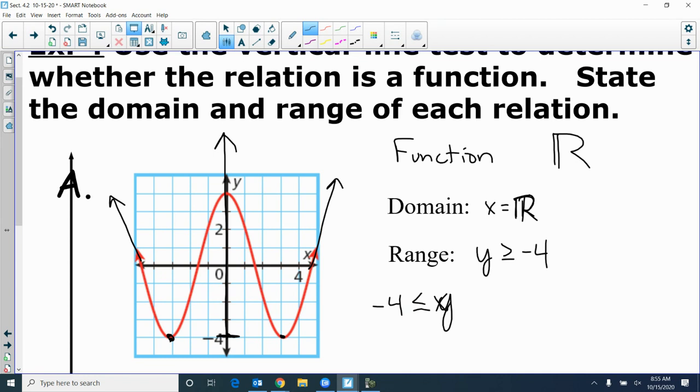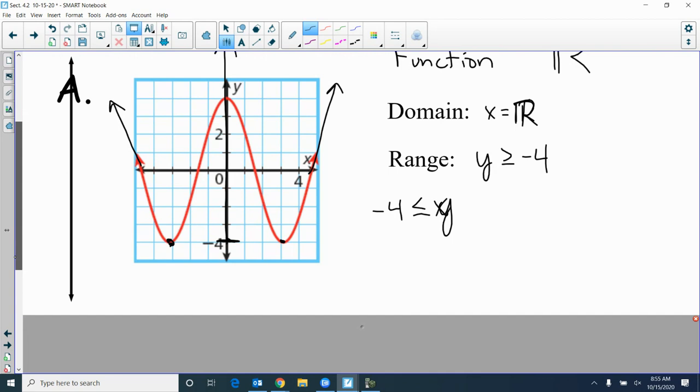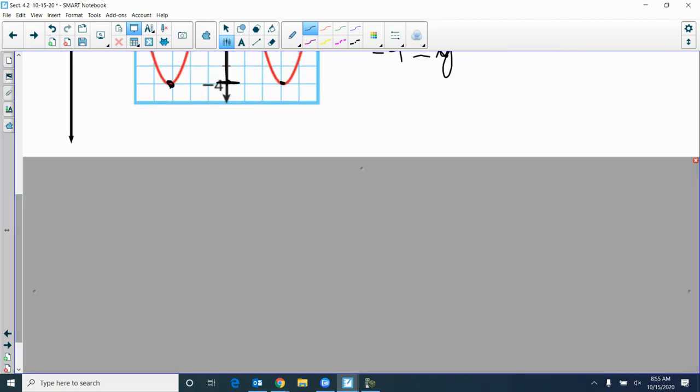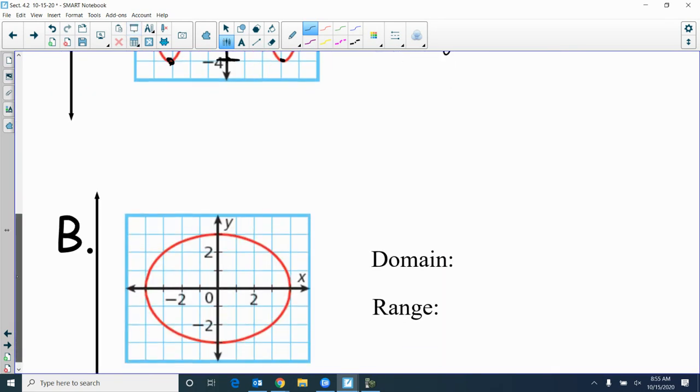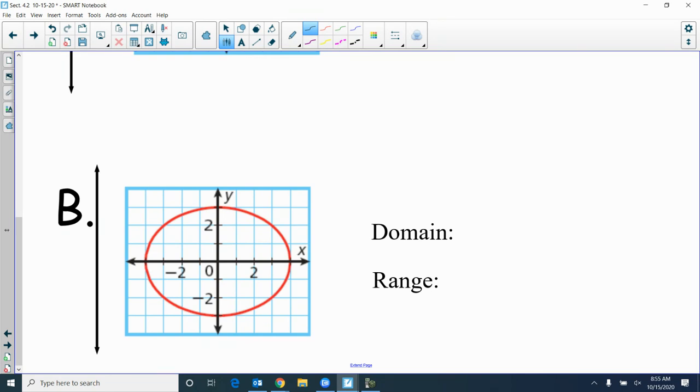So you really got to be able to look at these and figure out what's going on. Not easy. Okay, first time through. Okay, you got that little semicircle ellipse? Does it pass the vertical line test? No, so we say not a function. It still has a domain and range.